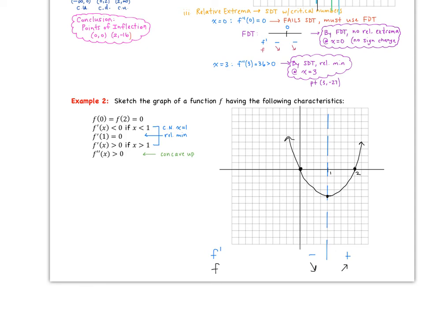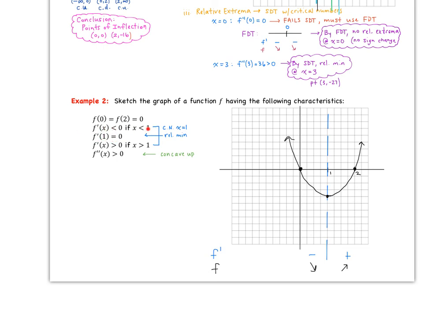Okay, so here's my thought process on something like this. I know f of 0 equals f of 2, which is 0. So I know I've got two zeros in my graph, so I can plot those. This is saying f prime is less than 0 if x is less than 1. It then says f prime is greater than 0 if x is greater than 1. And it says f prime of 1 equals 0.